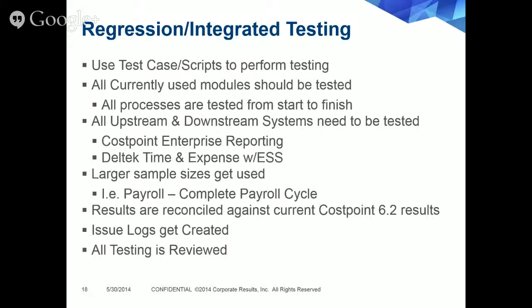So for this type of testing, it's going to be a larger sample size being used. For instance, for payroll, we're going to do the complete payroll cycle for regression/integrated testing. And these results are reconciled against the current Costpoint 6.2 results, or whatever system you're on. We want to make sure that the same thing that you're seeing within your system is being seen within Costpoint 7. This is very important, and once again we recommend using issues logs and that all testing is reviewed. So we also have test cases for these regression and integrated testing.